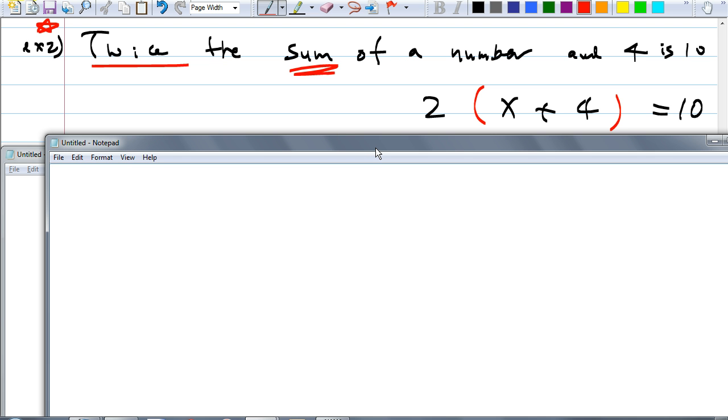Yes, sir. Wait, so instead of 2, wouldn't it be squared? No. If something is twice, it's 2 times something. If it's square, it means you multiply the number by itself. Right? So it'll say square if it's square. Twice or 3 times of a number doesn't mean square or cube of a number, does it? Right? Does that make sense?